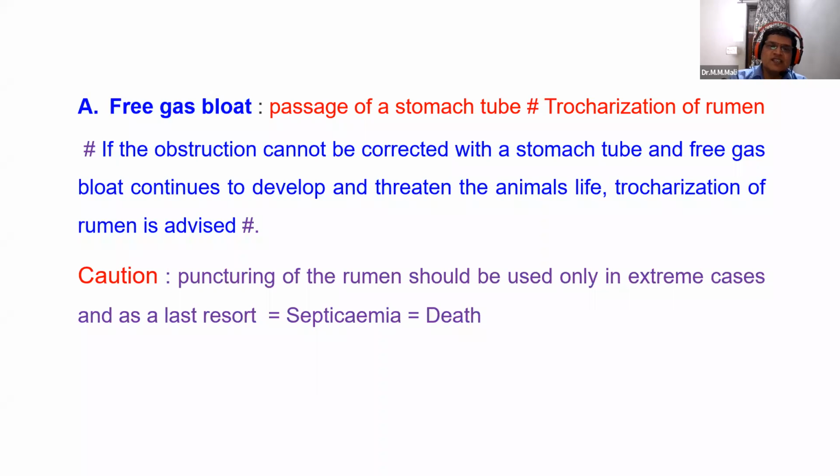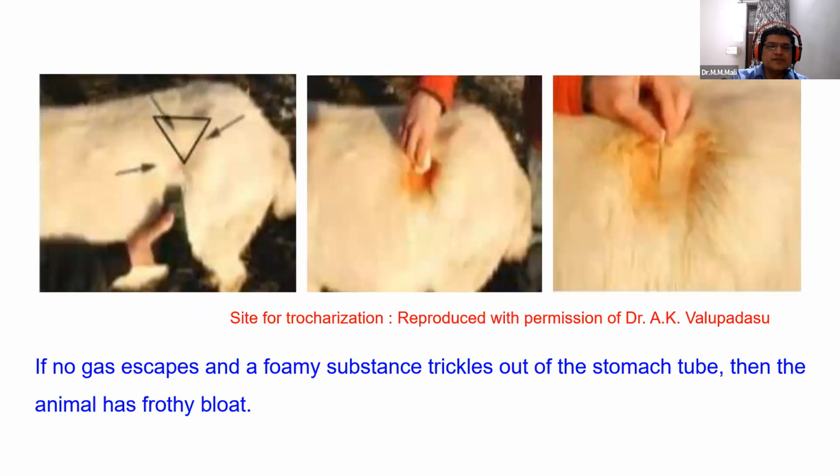So, as a clinician, we must focus on relieving the gas by using some medicines or by passing a stomach tube. Otherwise, in case of uncontrollable free gas bloat or frothy bloat, trocarization may be initiated. In this picture, we can easily see the site of trocarization. That is always the left paralumbar fossa.